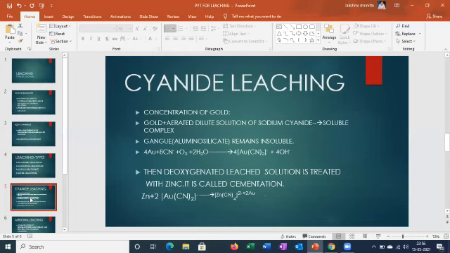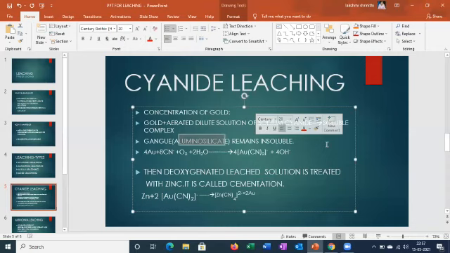Cyanide leaching is used to dissolve either gold or silver. Actually, the process is called the MacArthur-Forrest cyanide process. We take either the ore of gold or silver and dissolve it in an aerated dilute solution of sodium cyanide. Dilute means it must contain a lot of water. We can take either sodium cyanide or potassium cyanide; it must be able to produce cyanide ions. When I dissolve it, it gives me a soluble complex, whereas the gangue, mostly aluminosilicate, remains insoluble.